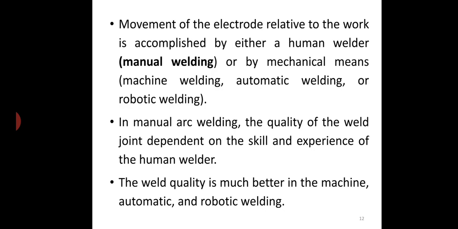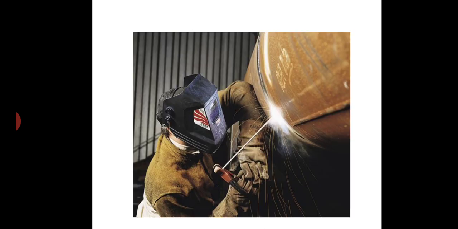In manual arc welding, the quality of the weld joint will definitely depend on the skill and experience of the welder, and hence your weld quality will be much better in machine or robotic welding. You can see a simple image where arc welding is being done on a steel pipe. You can see the generation of the arc, and here it's a manual welding process where it is all dependent on the skill of the worker for getting a perfect weld.